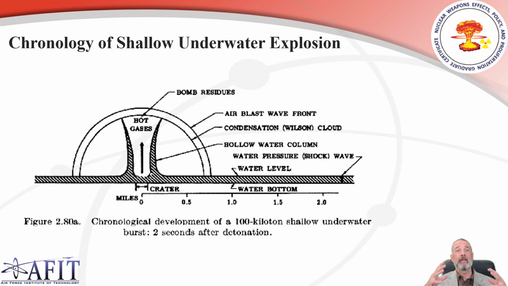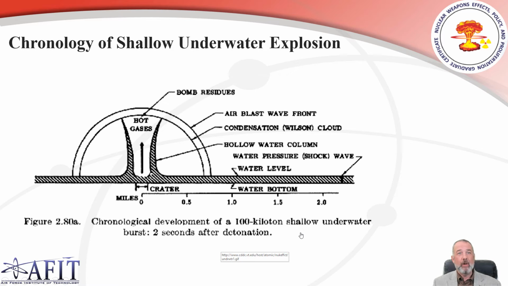That upward moving pressure wave in the water interfaces with the air. We get a tension wave moving downward, but we also get a positive pressure wave moving out through the atmosphere. And then, of course, we have that condensation caused by the low pressure, so because we have lower pressure, water can phase change easier, and that's where we get that Wilson cloud. This is about 2 seconds after detonation for a 100 kiloton yield weapon.